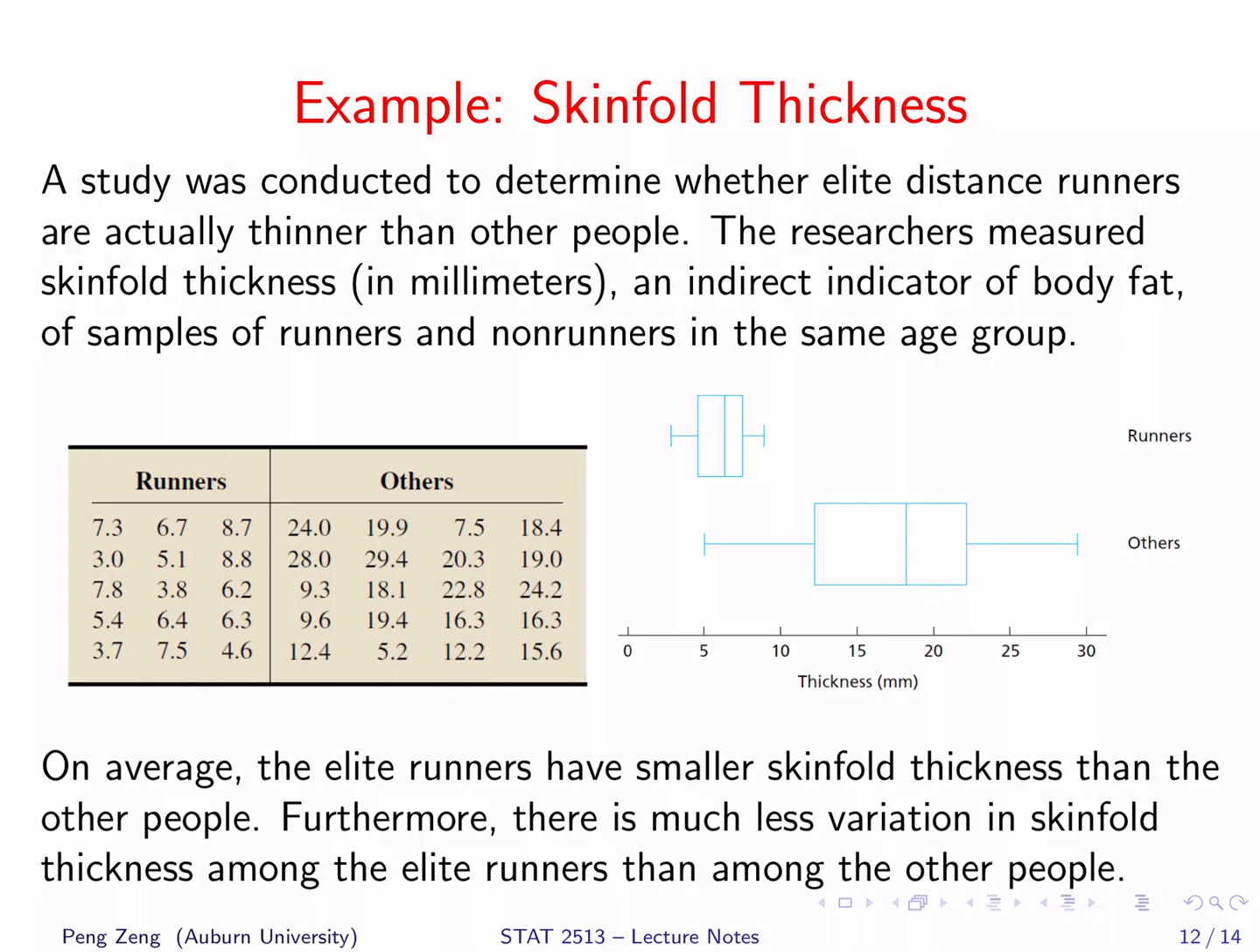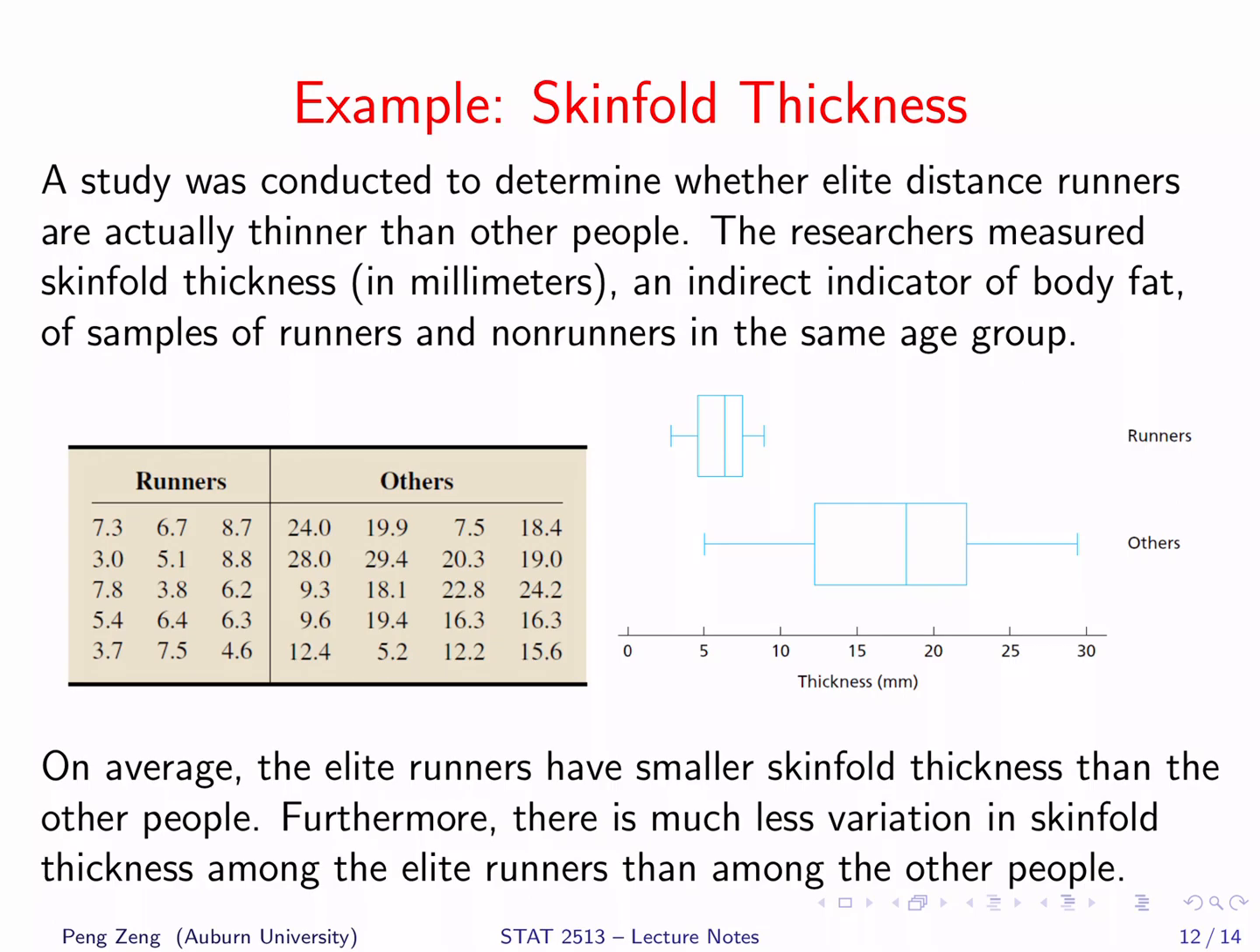Box plots can be used to quickly compare summary statistics of different datasets. In this example, a study was conducted to determine whether elite distance runners are actually thinner than some other people. Hence, we collect data from two different groups of people with similar age. One group includes runners, and the other group contains non-runners. The researchers measure their skin fold thickness.